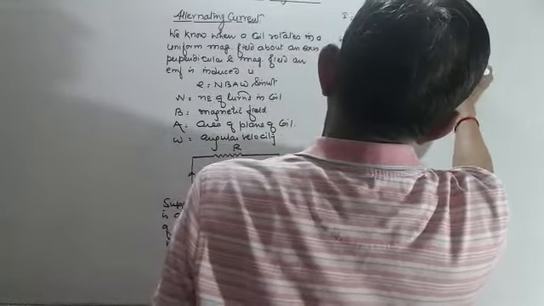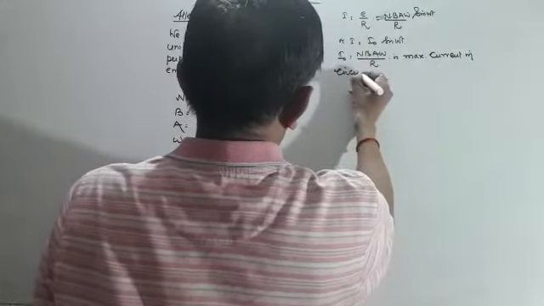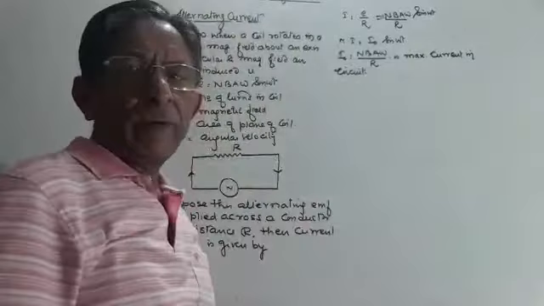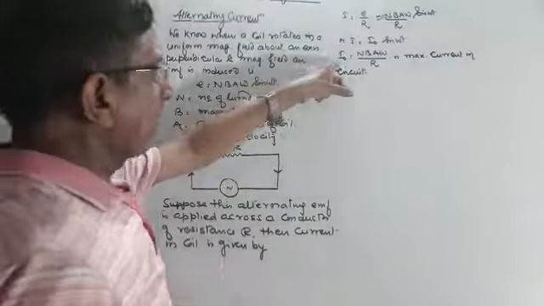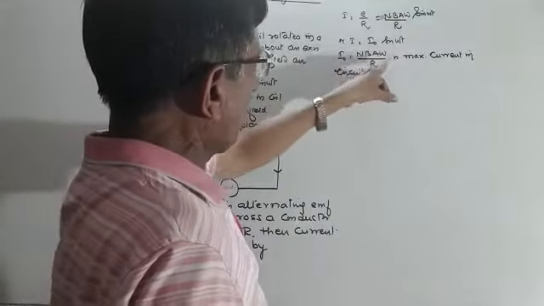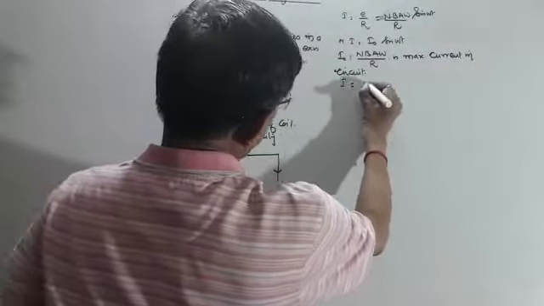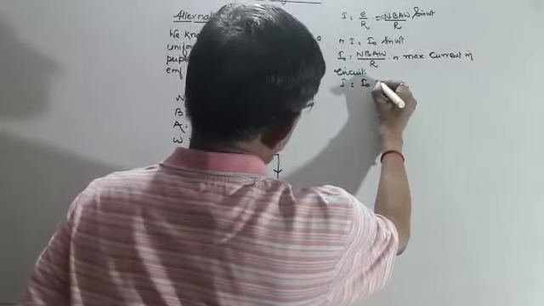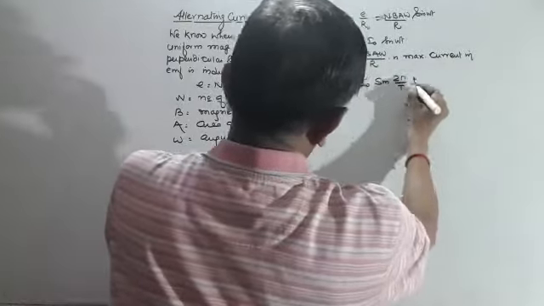I naught is called maximum current in the circuit. So I can write I naught is equal to NBA omega upon R is the maximum current in the circuit. So I is equal to I naught sin omega, 2 pi upon capital T into small t.